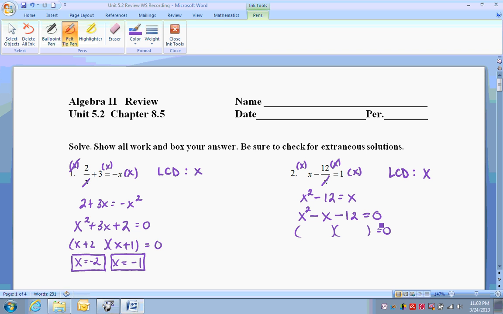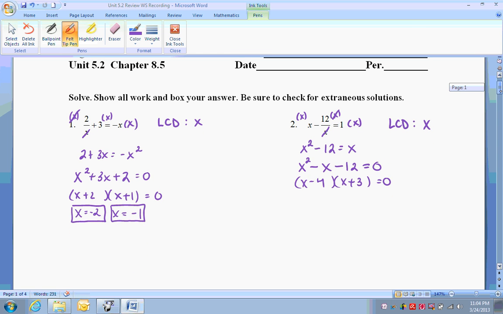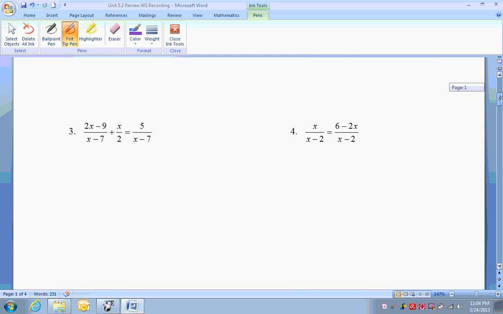Then when I factor that, I end up with x minus 4 times x plus 3, because negative 4 times 3 is negative 12, and negative 4 plus 3 is negative 1. That tells me that my solutions are x equals positive 4 and x equals negative 3. And I can't stress enough the importance of going back and plugging these x values into your original equation. When you do that, you realize that 4 and negative 3 do work, and they are solutions to this equation. Alright, moving on to number 3.